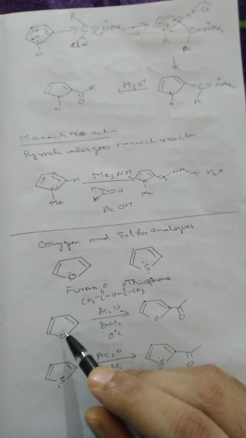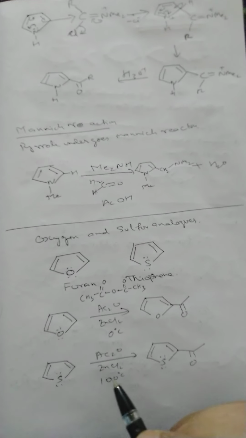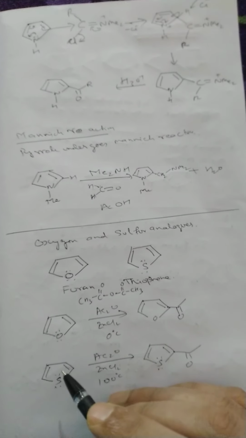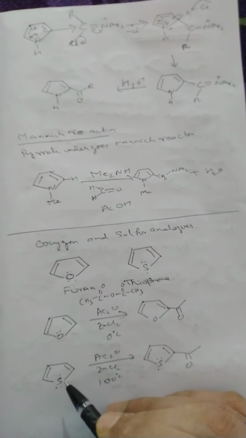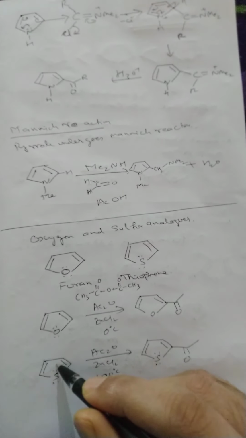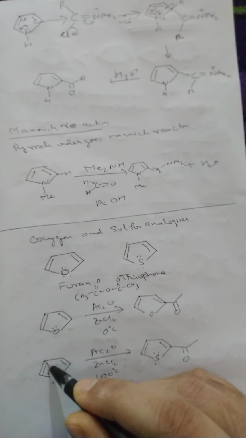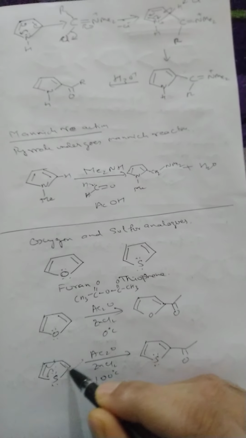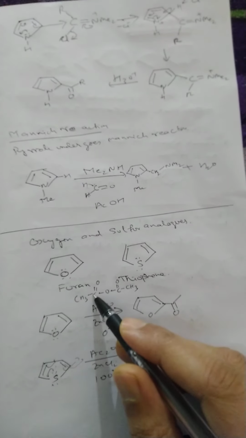So you're getting this. The important thing is, with oxygen, when it is furan, the reaction happens at 0 degrees Celsius. But when you have sulfur, this is thiophene, another very important heterocyclic compound, this reaction occurs at 100 degrees Celsius. Same mechanism. This will go here, this will go and attack this part, this will come up, this will go down.